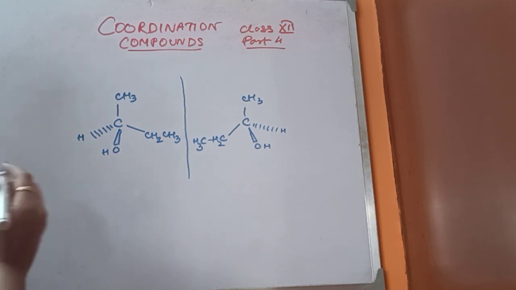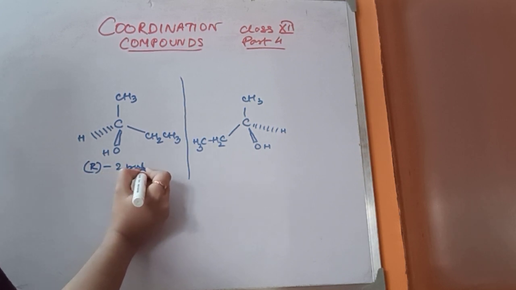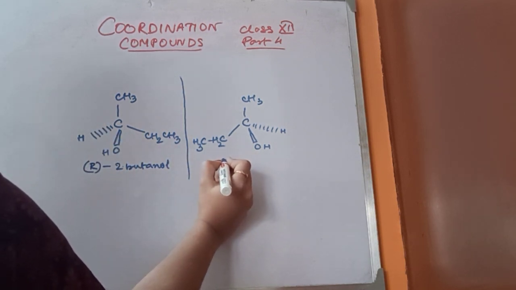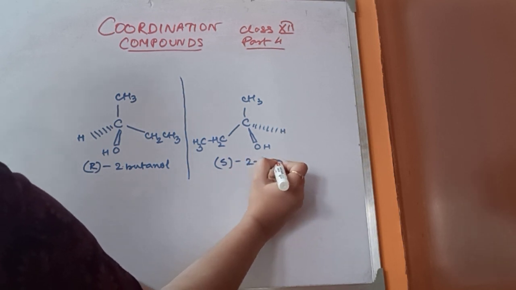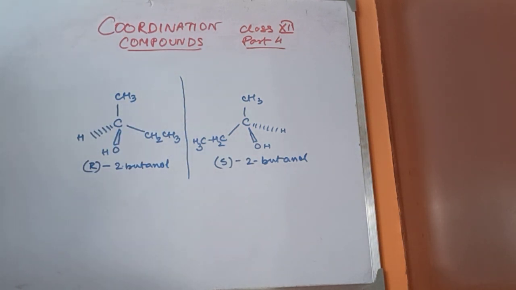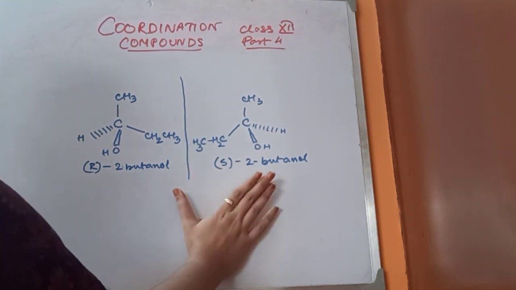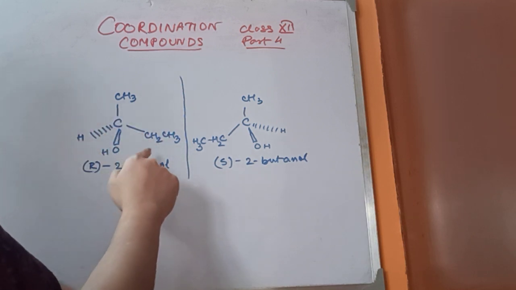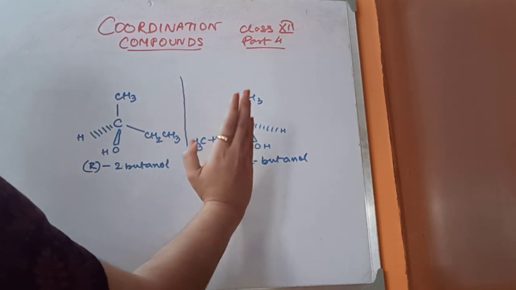Okay, this is the structure of R-2-butanol. You know about RS nomenclature, so I think I don't need to tell you what is R, what is S. That is irrelevant in this chapter. And S-2-butanol. Okay, look at the two structures. This is the structure of R-2-butanol and this is the structure of S-2-butanol. The mirror image of R-2-butanol is S-2-butanol.